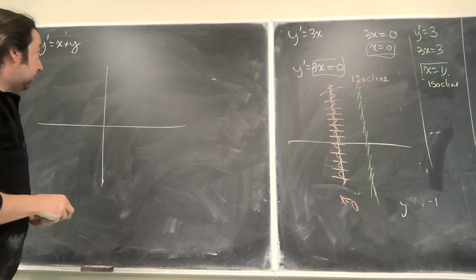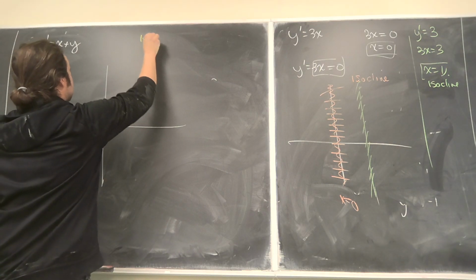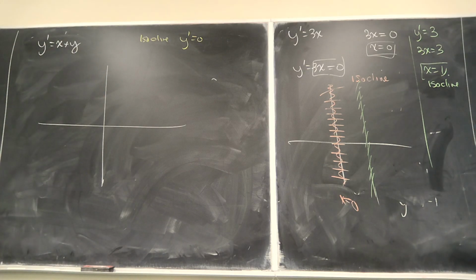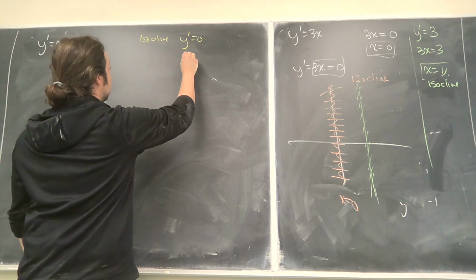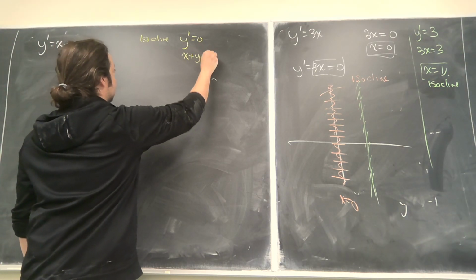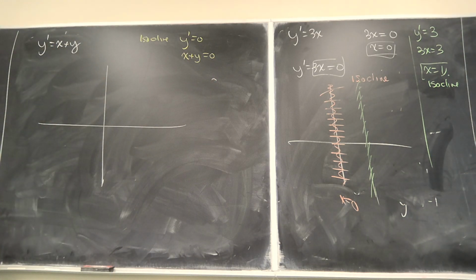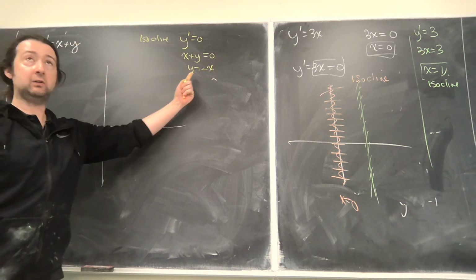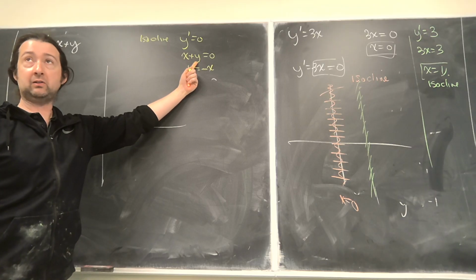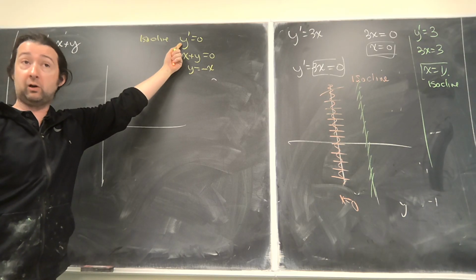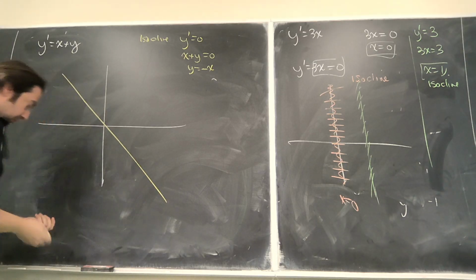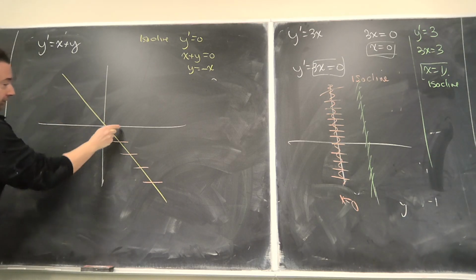So I'm going to start by picking the isocline where y prime is constantly equal to 0. I want the line on which the slopes are all 0. That's going to be x plus y is constantly equal to 0, which means y had better be equal to negative x. If y is equal to minus x, then x plus y is always equal to 0, and that means the slope will always be equal to 0. So on the line y equals minus x, we have slope constantly equal to 0.